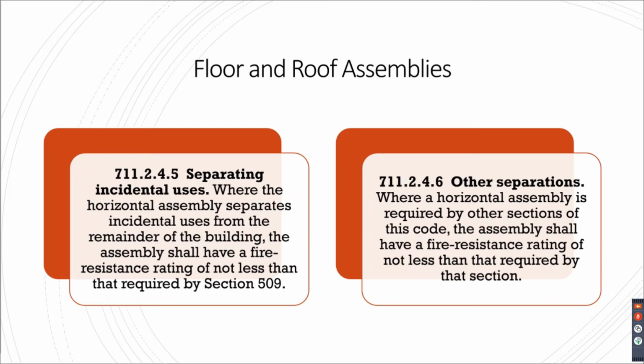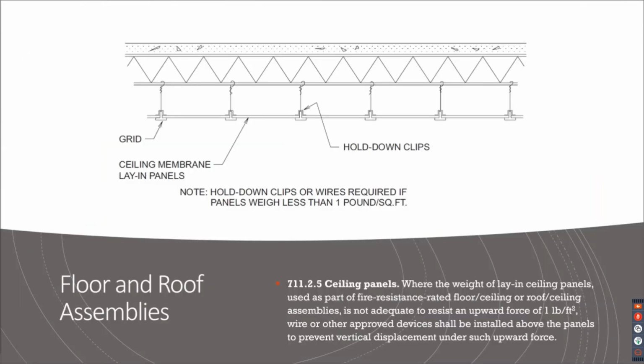When you're separating incidental uses, go to 509. Again, very similar to fire barriers, right? The sections tell you where to go when you have to have these separations. Go to 509 for determining the rating that you need for incidental uses, and then other portions of the code will tell you what the ratings are required to be for those separations. Like, again, that energy storage system like we talked about.